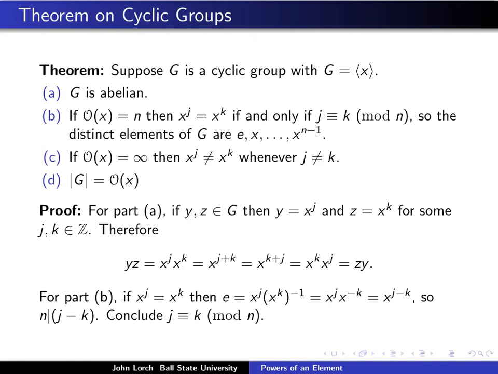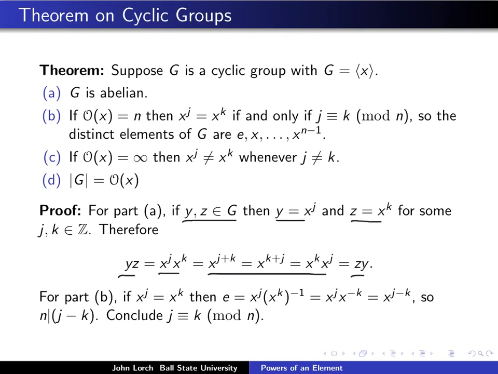Now, we're not going to prove all of these results. In fact, we're only going to look at parts A and B. For part A, if you start with 2 elements y and z in our group, then y and z both must be powers of x, because x generates this cyclic group. And then if you want to compute y times z, that's just x to the j times x to the k, and then our laws of exponents take over here, and we are able to conclude that y times z is equal to z times y. Therefore, the group is abelian.